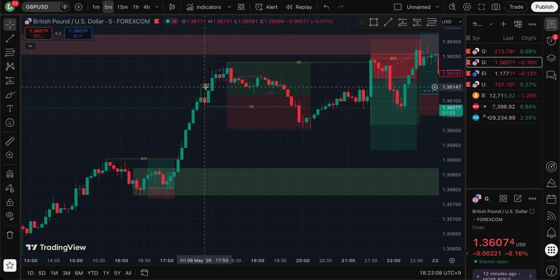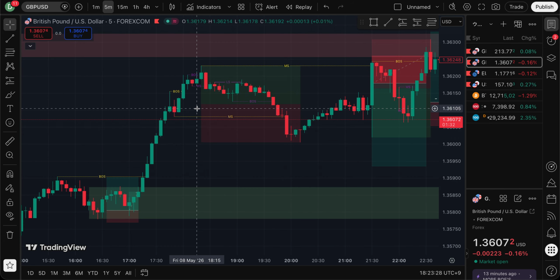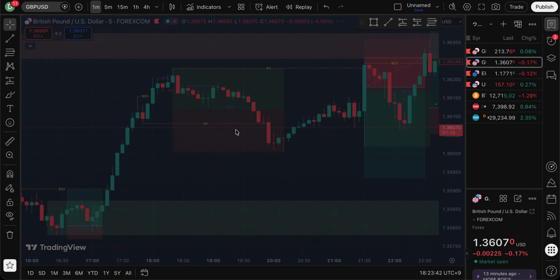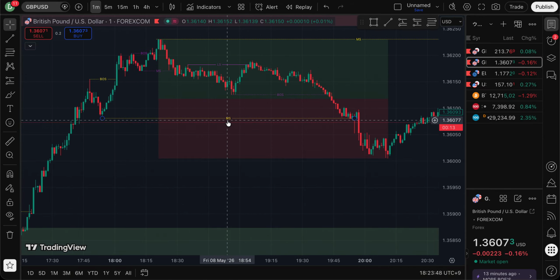It's a bit confusing here, but maybe this wasn't a real break of structure on the 5-minute time frame. I'm not really sure. It might be just on the 1-minute time frame, but on the 5-minute time frame it doesn't look like a break of structure. But let's say it's a break of structure just to explain this trade that I took. So break of structure right here, and then I was on the 1-minute time frame waiting for a pullback, which ended up not happening, right? So instead it created a mark shift.